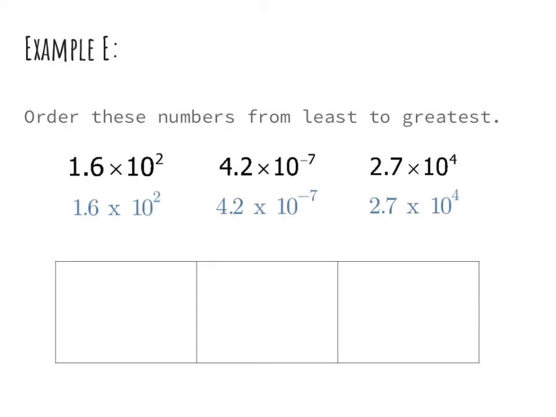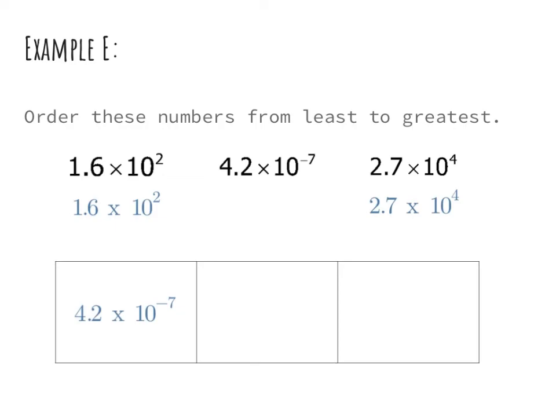So I know that I've got it to the 2nd power, to the negative 7th power, and to the 4th power. And of those numbers, which one is the smallest? The negative 7th power is going to be smaller than the 2 positive values there. So I know negative 7 is going to make the number really, really small, whereas the positive exponents are going to make the number really, really big. So negative 7 is going to be the one that is going to be the least, or raised to the negative 7 is going to be the least.